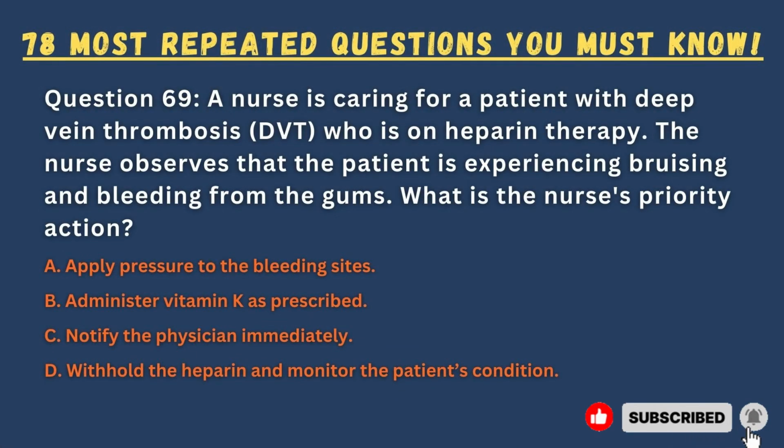Question 69. A nurse is caring for a patient with deep vein thrombosis, DVT, who is on heparin therapy. The nurse observes that the patient is experiencing bruising and bleeding from the gums. What is the nurse's priority action? A. Apply pressure to the bleeding sites. B. Administer vitamin K as prescribed. C. Notify the physician immediately. D. Withhold the heparin and monitor the patient's condition.